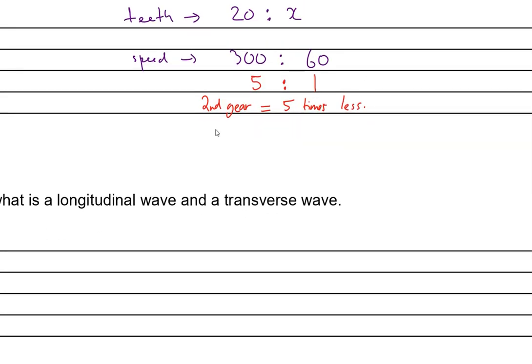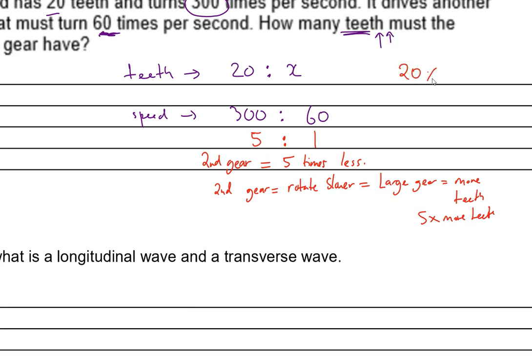Therefore, we also know that if the second gear rotates slower, this means it's going to be a large gear. So it's going to have more teeth. How many more teeth is it going to have? It's going to have 5 times more teeth. So it's going to be 20 times 5, which is 100 teeth. Here we go. So it's going to have 100 teeth.